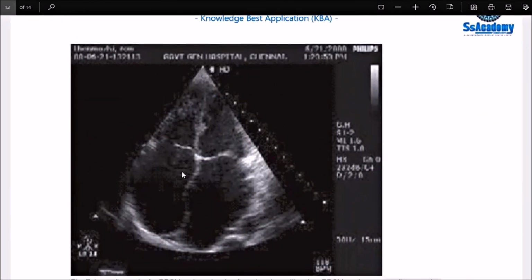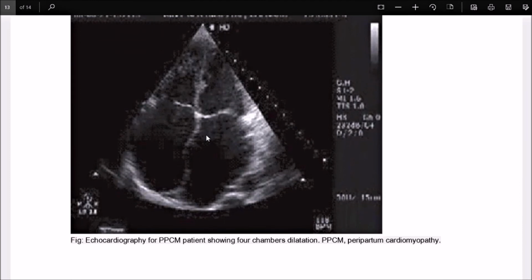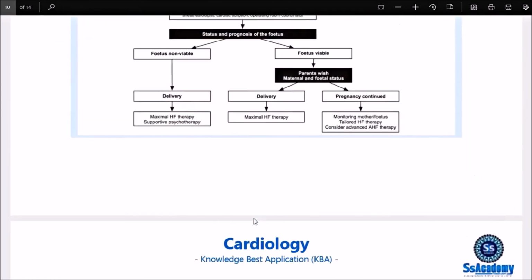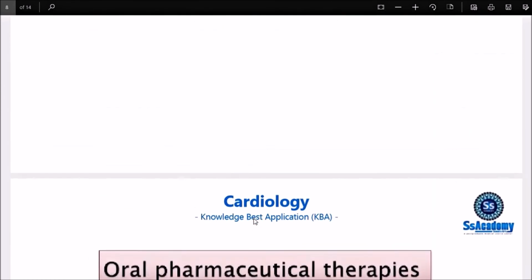So here is an echocardiography. Once again, it shows that all the chambers of the heart are dilated, so there are dilatations. So these are the references. I hope that, my dear, you got the exact idea of peripartum cardiomyopathy and the management plan in detail.